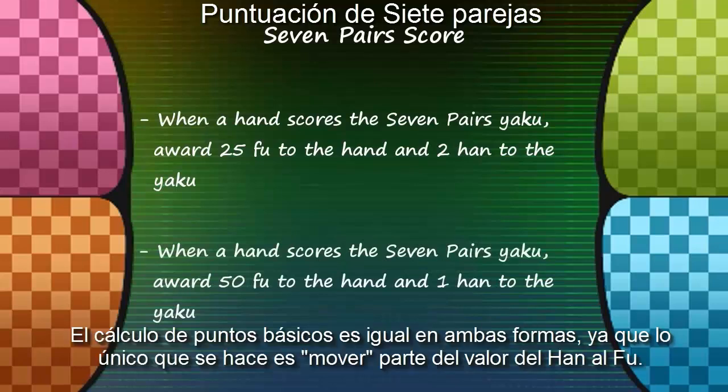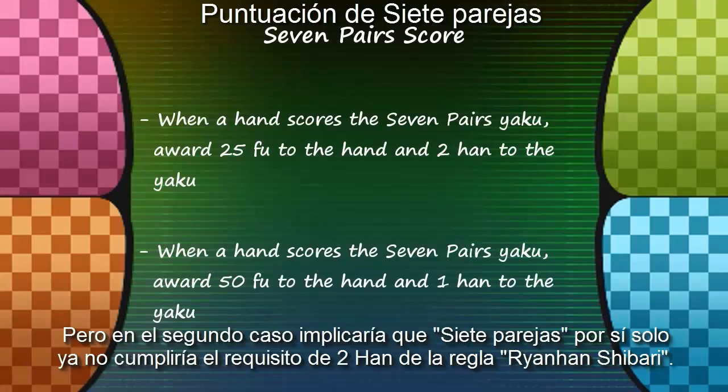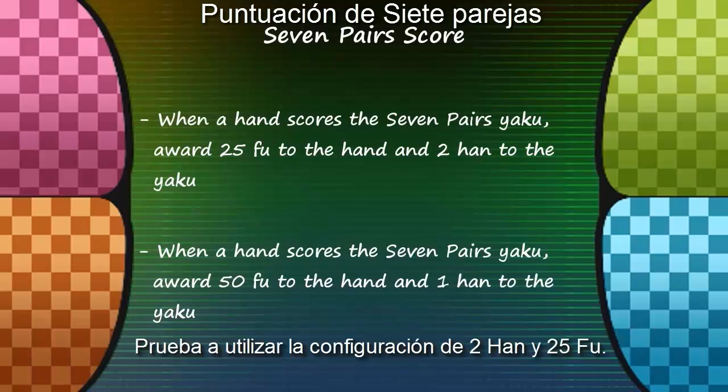The basic point calculation works out the same either way, since all the latter option really does is move a multiplication by 2 from the Han over to the Fu. But it does mean that the 7 pairs Yaku alone would now be unable to meet the 2 Han minimum requirement of Ryanhan Shibari. Try using 2 Han and 25 Fu for 7 pairs hands.